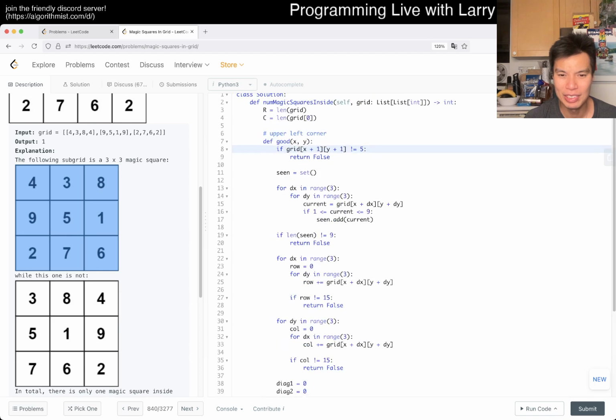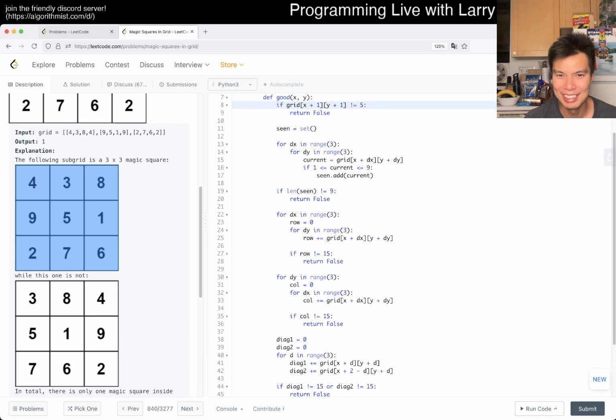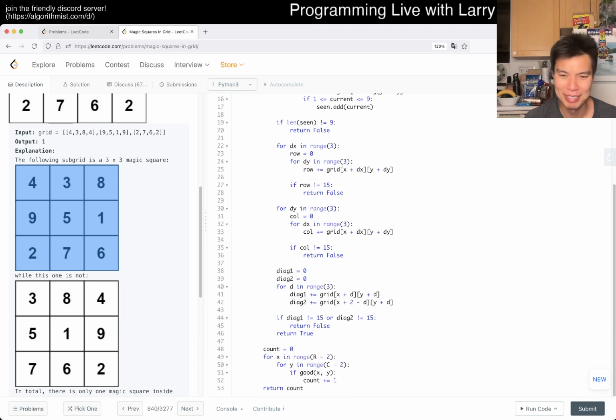Let me show you the good code. And I don't mean that the code is good. It's just what I name my function. Here it is. I mean, this is just pretty straightforward. That's all I have for this one.